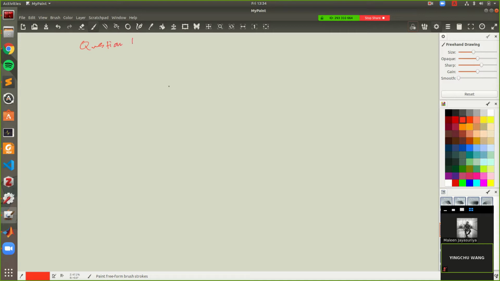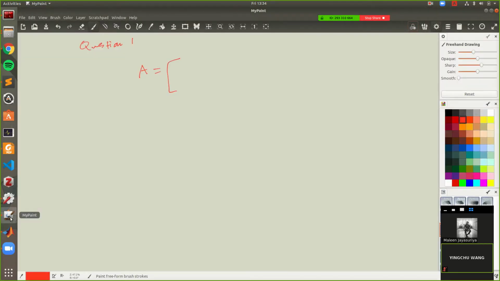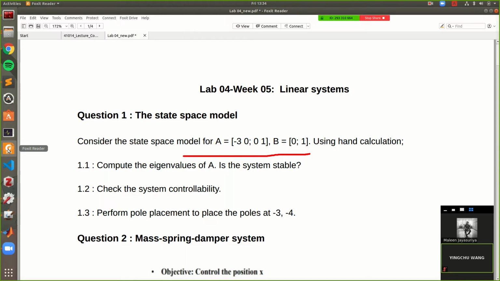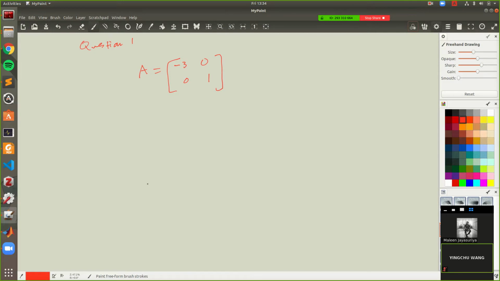This is question 1. We have A matrix equal to minus 3 0 0 1. So question 1 you have to do by hand, right? B is equal to 0 1.